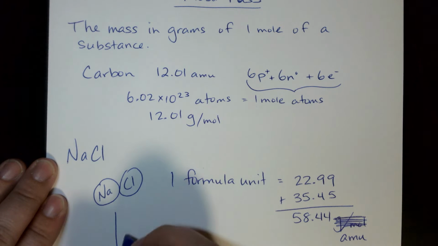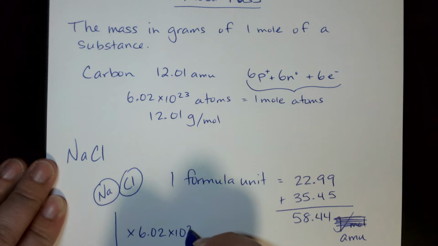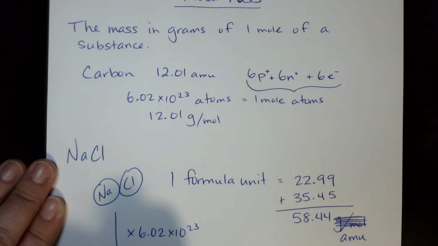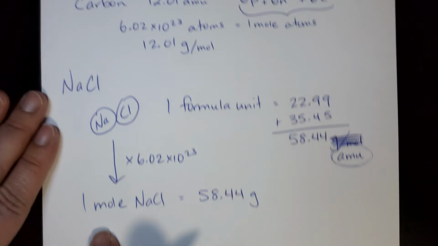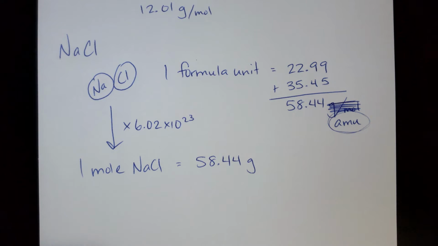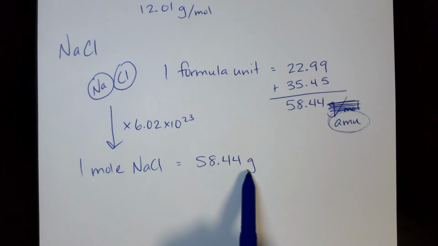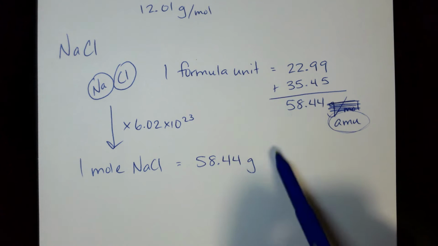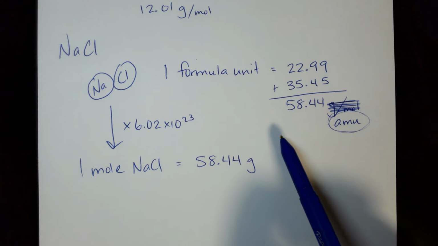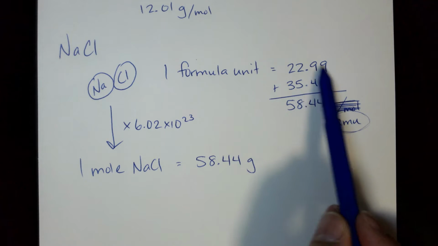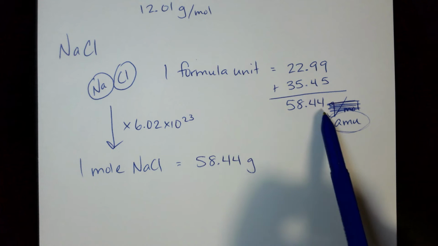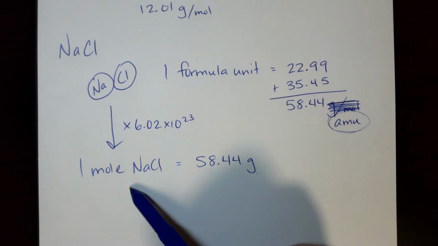Now, if we took this and we multiplied it by 6.02 times 10 to the 23, we now had 1 mole of sodium chloride. What we find is that the atomic mass unit mass translates into molar mass if we convert that unit to grams. So 1 mole of sodium chloride will have a mass of 58.44 grams. So we take the formula mass, or if we were talking about a covalent compound, we'd call it the molecular mass, and we simply add together the masses of the particles present, change the units to grams, and we'll get the molar mass.